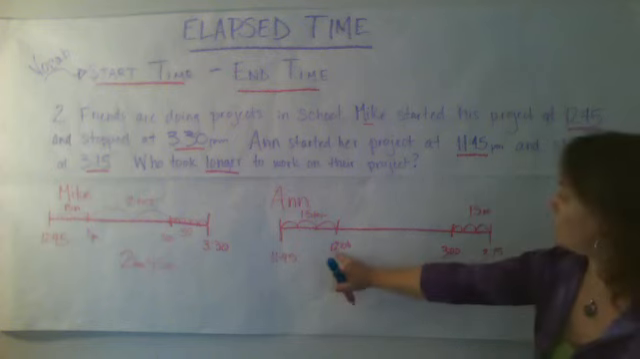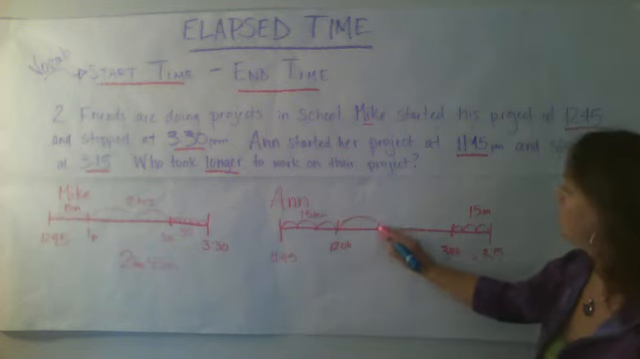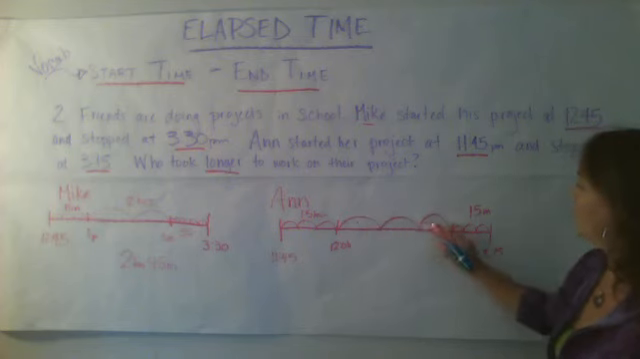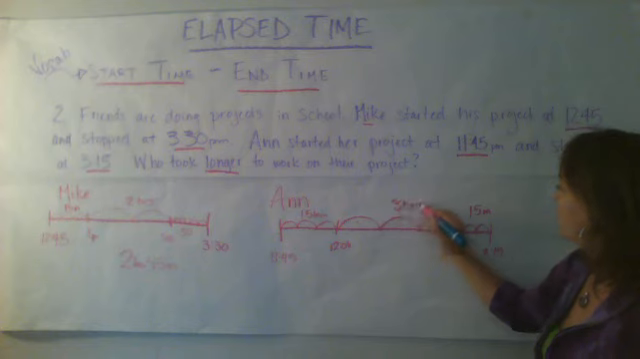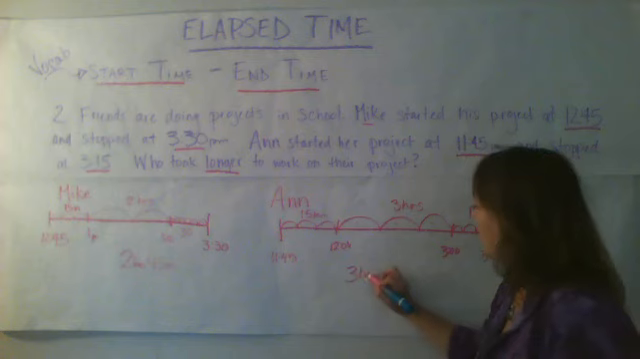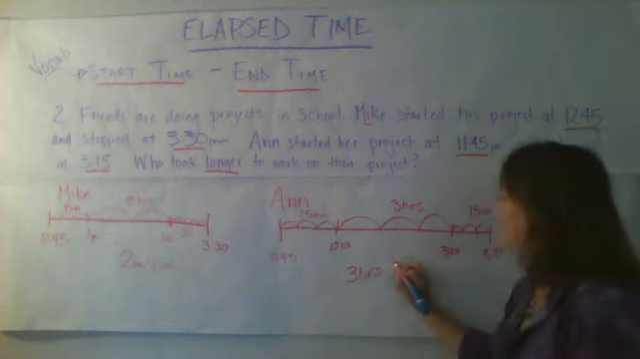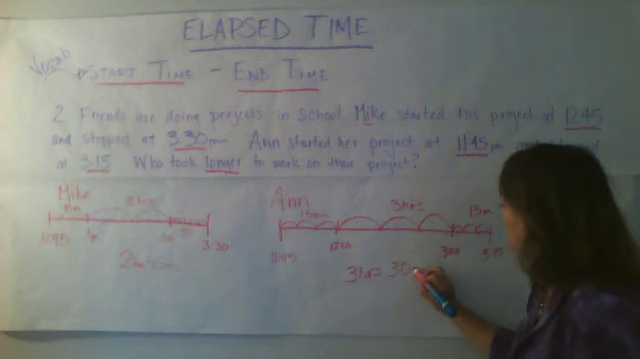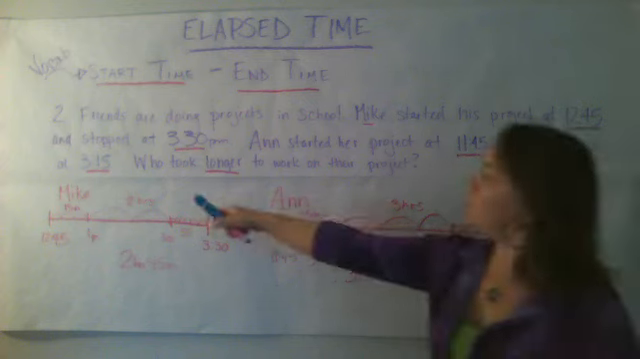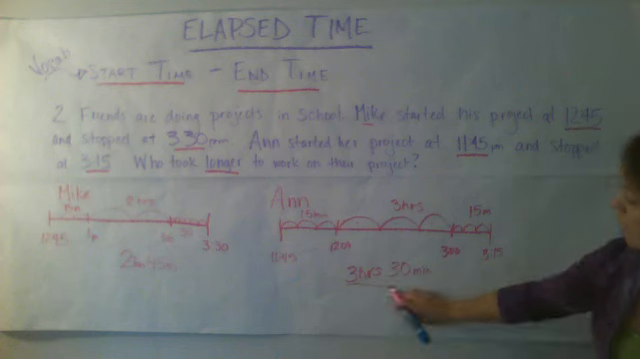All right, so between 12 and 3, we need to find our hour increments. So 12, 1, 2, 3. So 1, 2, 3 hours. So we have a total of 3 hours and 15 plus 15 minutes is how much? 30 minutes. So, does this answer our question? Who took longer to work on their project? Anne took longer, 3 hours and 30 minutes.